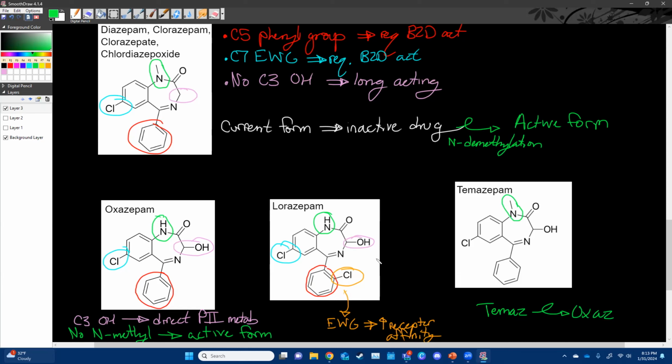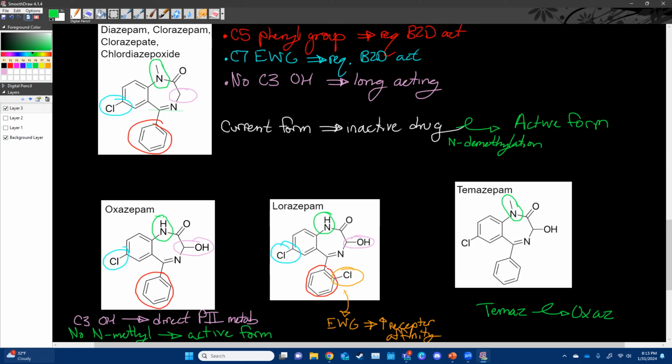Can temazepam and oxazepam be considered metabolites of diazepam? Really good question. In order for diazepam to become oxazepam, it would have to get an OH onto this position. And as of right now, diazepam would not add that.